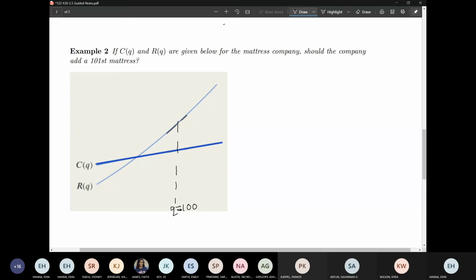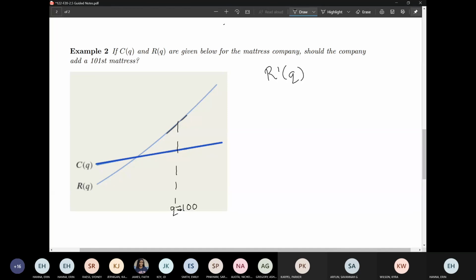Now, one thing I want to stress, I should have had this on here already. If you want to talk about whether or not you should make the 101st, you want to look at the slope at 100, okay? So whatever one you're talking about making, you want to look at the slope of the one before it. Because if you think about what slope means, slope is telling you if you increase by 1. So if we want to increase to the 101st, we want to talk about the slope at 100, which is a big thing that lots of people always forget. So I want to look essentially at the slopes of these two lines because I want to talk about the marginal revenue versus the marginal cost.